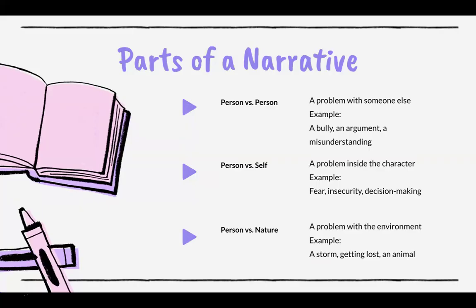Now we have person versus self, and this is an internal problem. It means a problem happening inside the character. This could be fear, insecurity, trouble with decision making, because these are all things that are happening within a single character, usually the main character. And then we have person versus nature, and this is a problem with the environment. For example, your character gets lost in a storm.